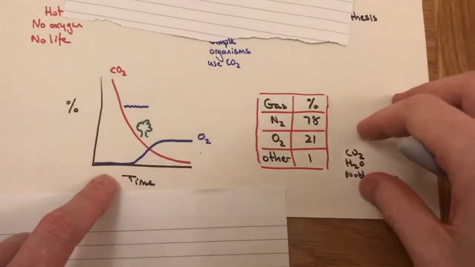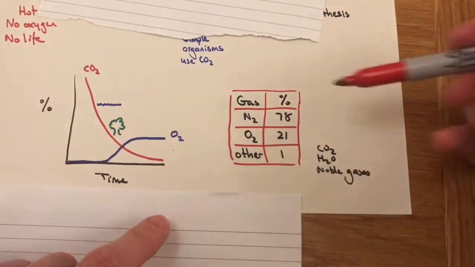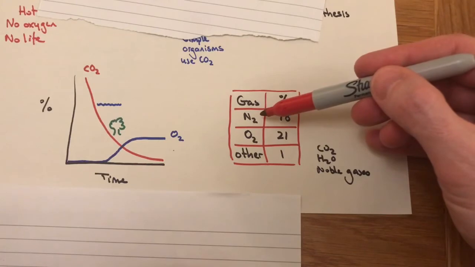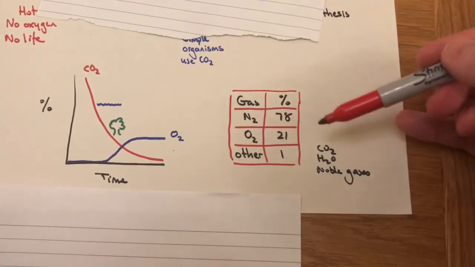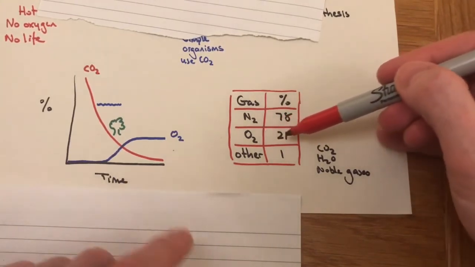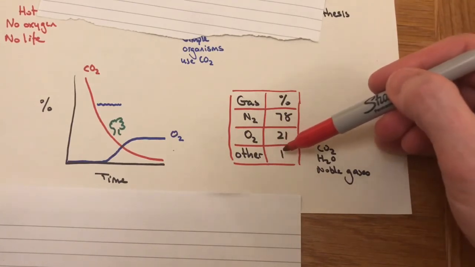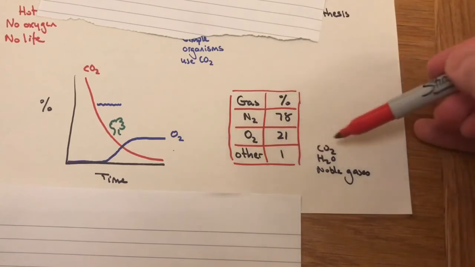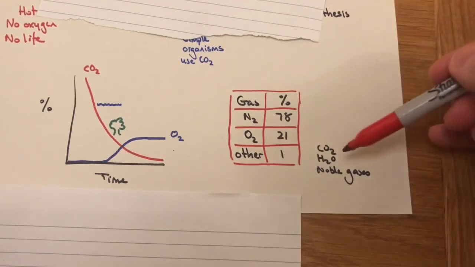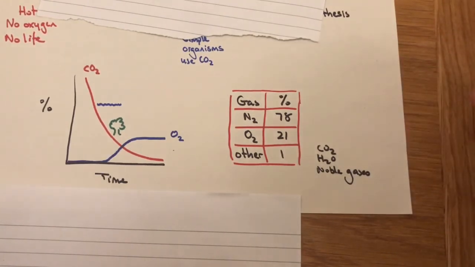And that leads us to present day, and in present day we know the atmosphere contains 78% nitrogen. The oxygen has increased to a point where 21% of the atmosphere is oxygen, and then we've got the remaining 1% as other gases, which includes carbon dioxide, water vapour and the noble gases.